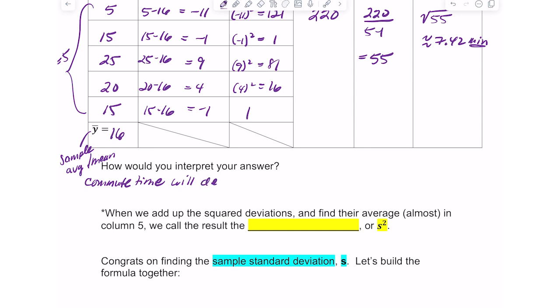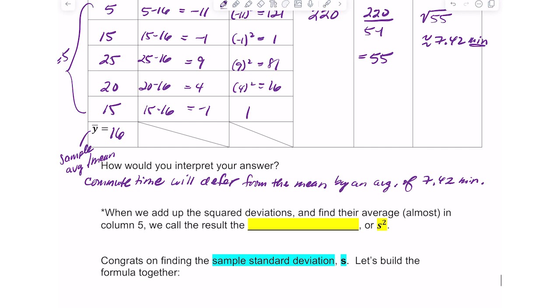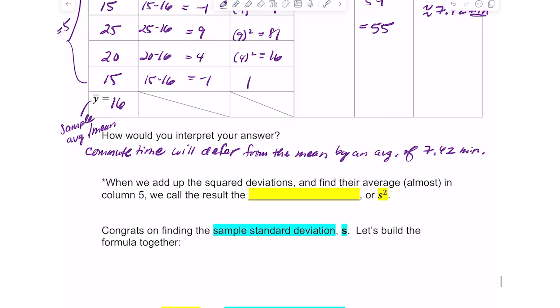Okay, so your commute time will differ from the mean by an average of 7.42 minutes. And we also said that this is a low standard deviation. And that means we have less variability and more consistency with the numbers.